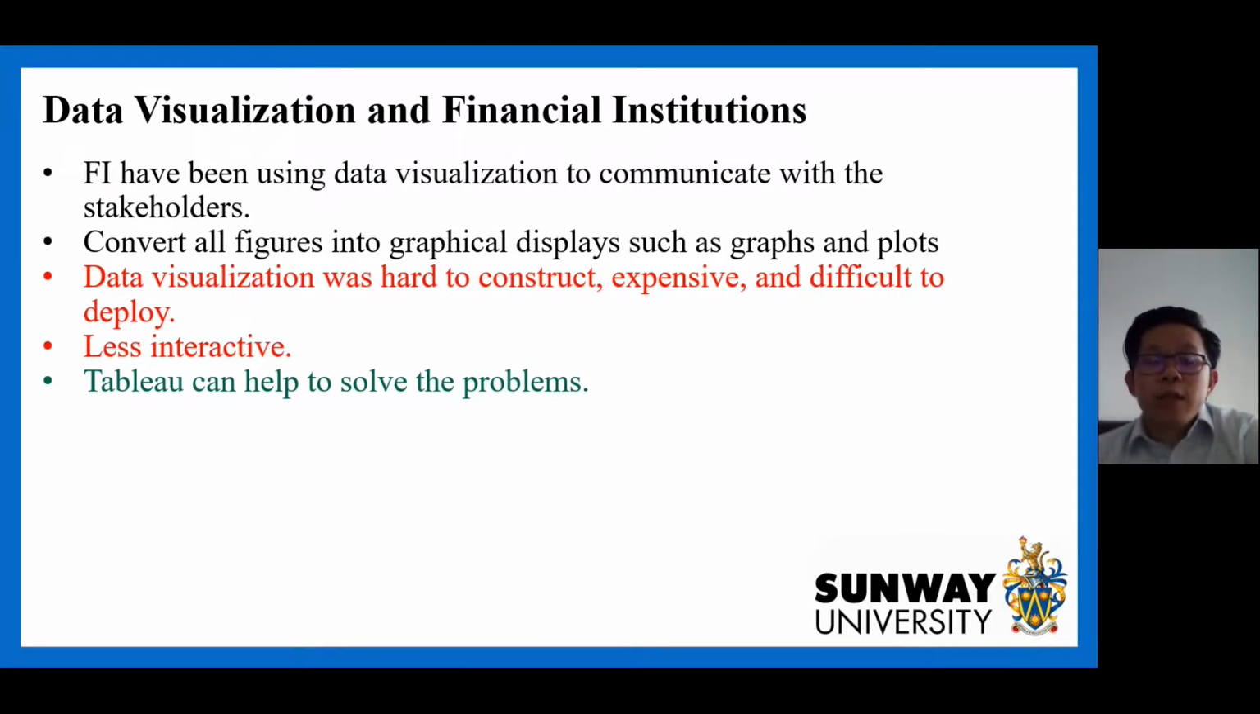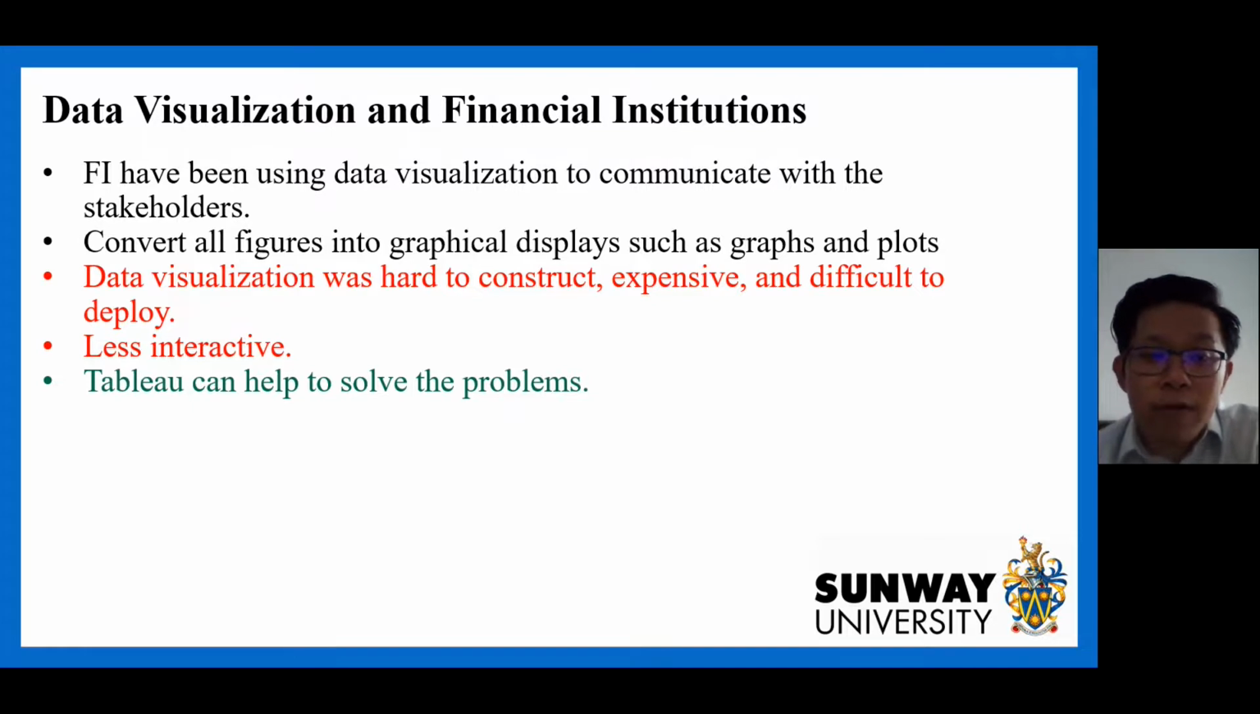So what is the relationship between data visualization and financial institution? Like any other industry, FI have been using data visualization to communicate with the stakeholders, to come up with the insight, and also help on the decision making. What data visualization does is mainly convert all the figures into graphical display, such as graph and plot.